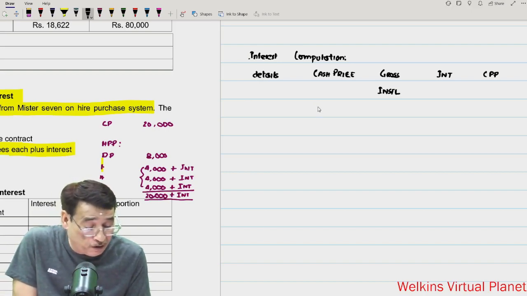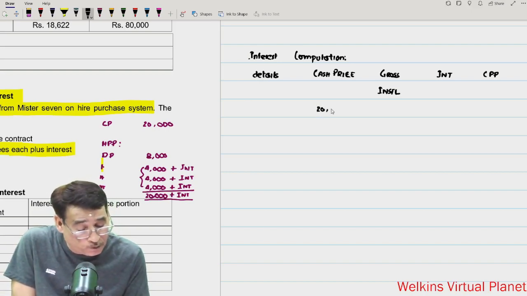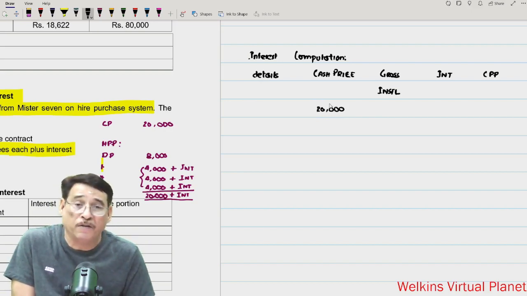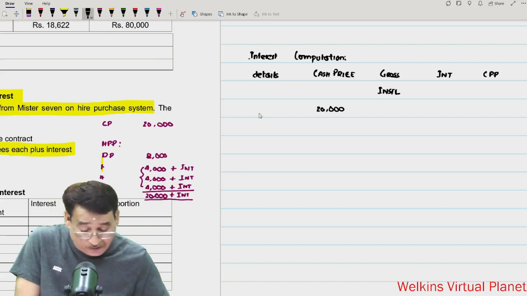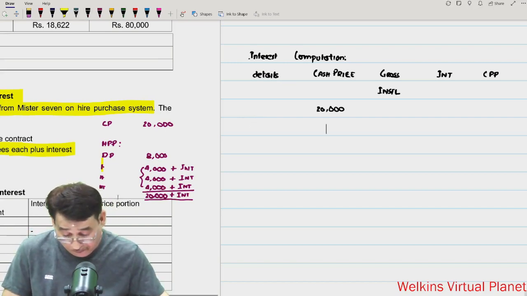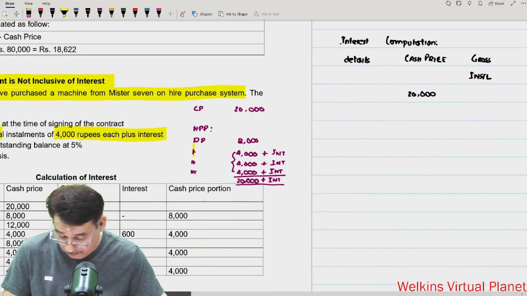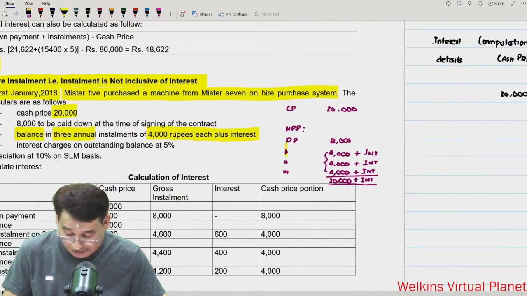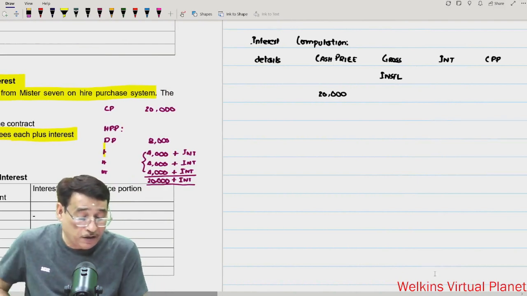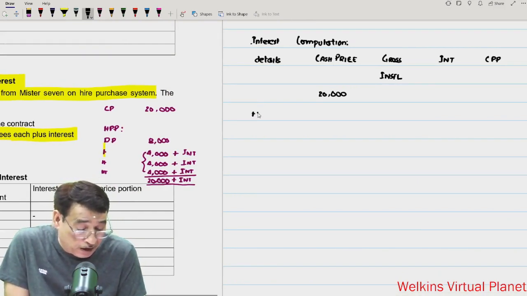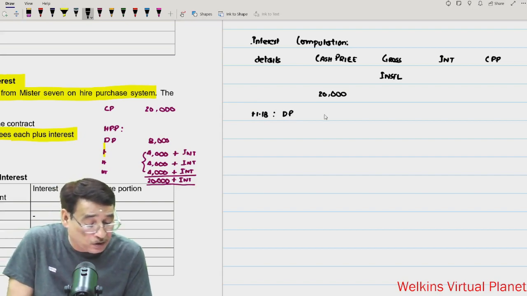First of all, under the heading of cash price, I will write cash price, which is equal to 20,000. Correct? Now, in this question, the rate of interest is 5%. Is any date given? Let me check. I think it was given on 1st January 2018. So I will write here 1/1/2018. On this date, you are going to make the down payment, and the down payment is 8,000.